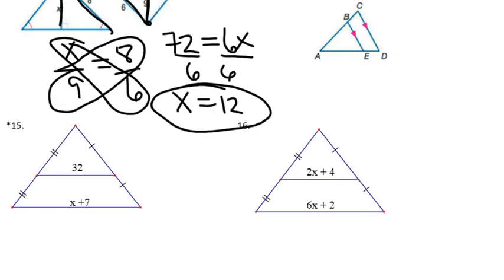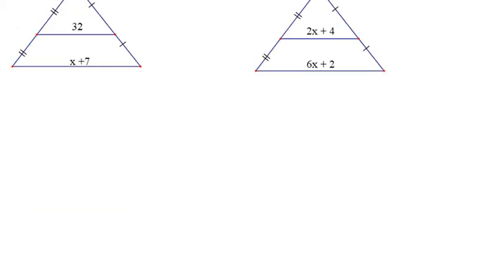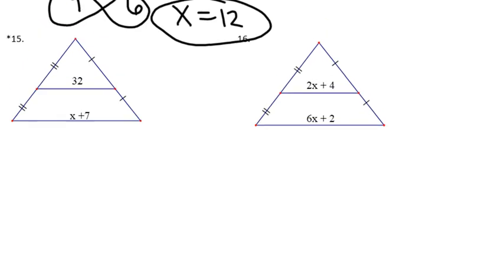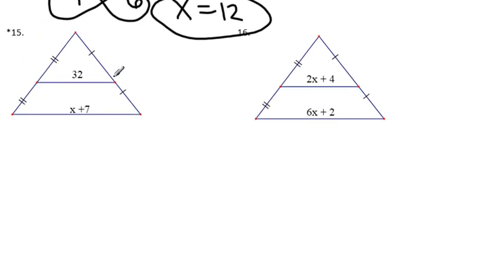Number 15, this segment that has a length of 32 is a mid-segment. And the reason we know it's a mid-segment is because its intersection is at the midpoints of both sides of the triangle. So this is the midpoint of this side, and this is the midpoint of this side. So that means that this is the mid-segment of the triangle, meaning it's directly in the middle, or it is half of the longer side of the triangle.